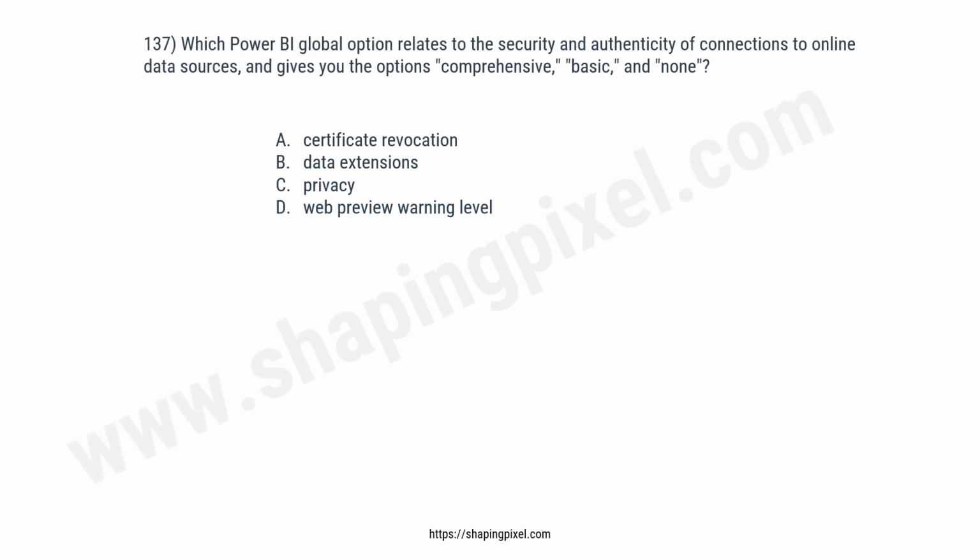So question number 137. Which Power BI global option relates to the security and authenticity of connections to online data sources and gives you the options comprehensive, basic, and none? And we have four options: certificate revocation, data extensions, privacy, a web preview warning level. So the right answer here is option A, certificate revocation.